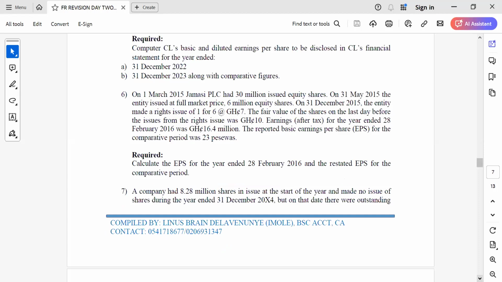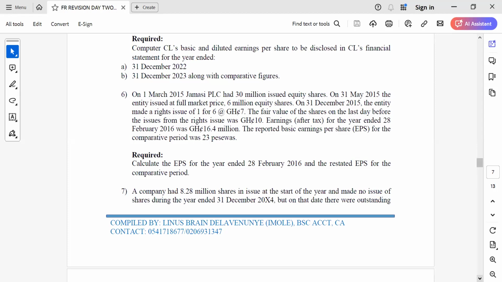So the reporting date of the entity is 28 February and their financial year starts from 1st March. On 1st March 2015, Jamasi PLC had 30 million issued equity shares. On 31 May 2015, the entity issued at a full market price 6 million equity shares. On 31 December, the entity made a right issue of 146 at 7 million, the fair value of the shares on the last day before the right issue was 10 million. Earnings for the year ended 31 is this amount.